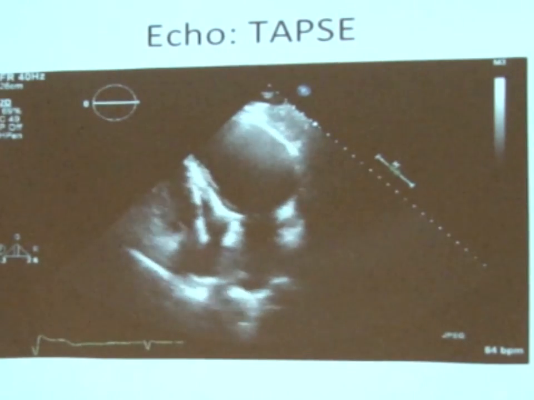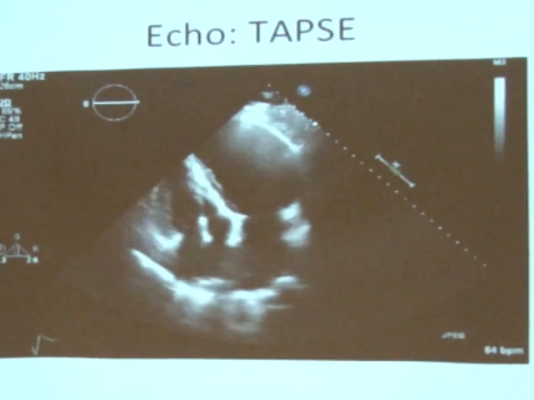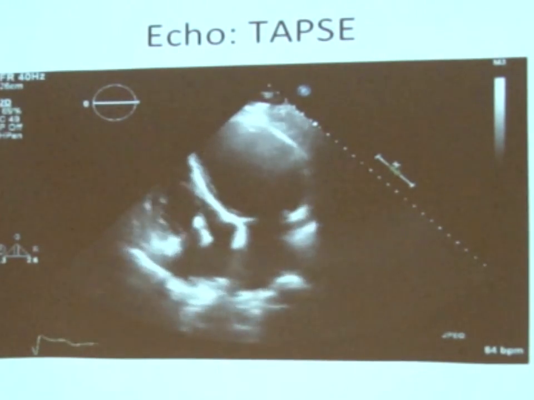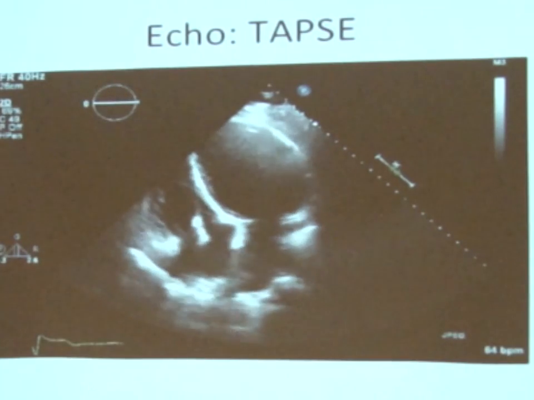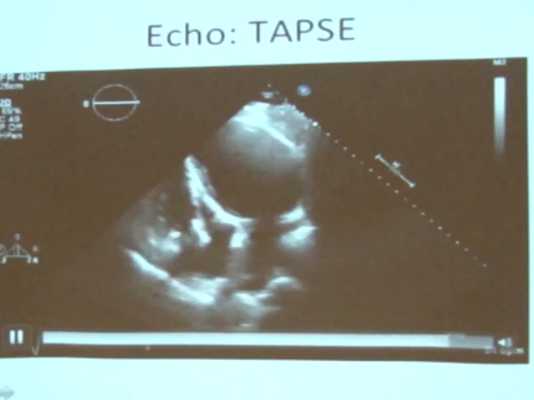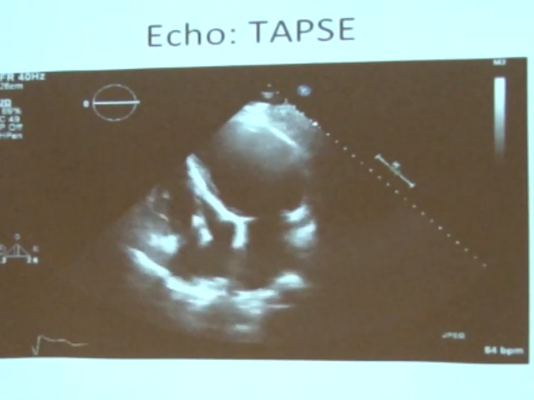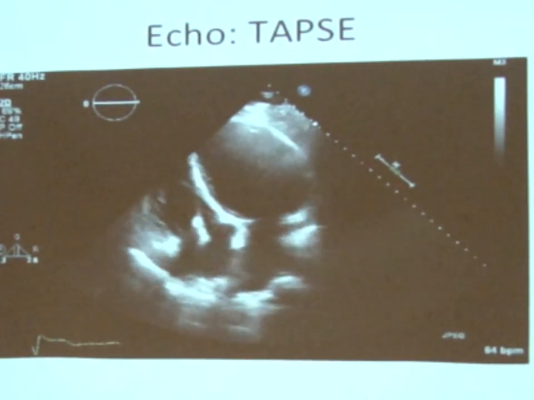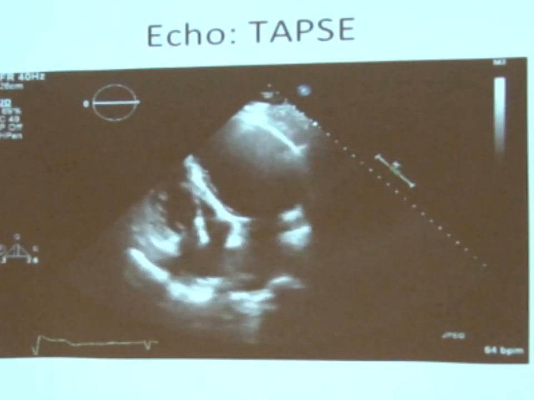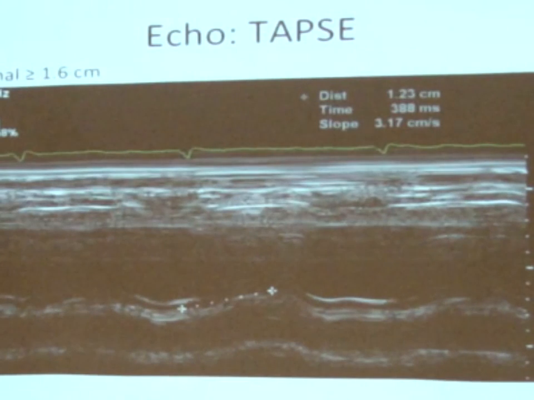So this is another parameter looking at RV systolic function called TAPSE, which is an acronym for tricuspid annular plane systolic excursion. So the tricuspid annulus, this is again an apical four-chamber. Tricuspid annulus is here. And so what you're looking at is the excursion of that, if you drew a line across the annulus, the excursion of that to the apex. And so what you do is a Doppler measurement of that. And this is a representation of this.